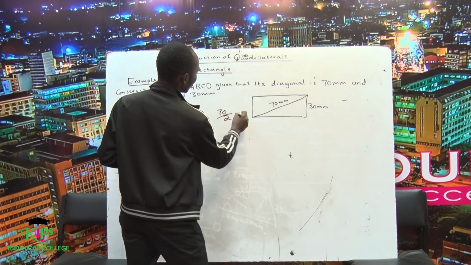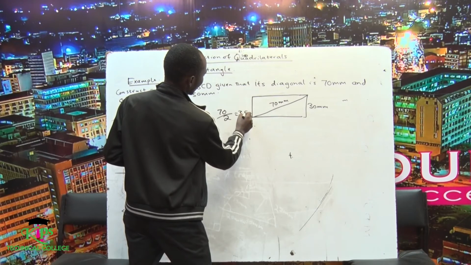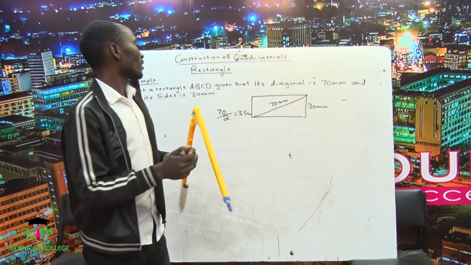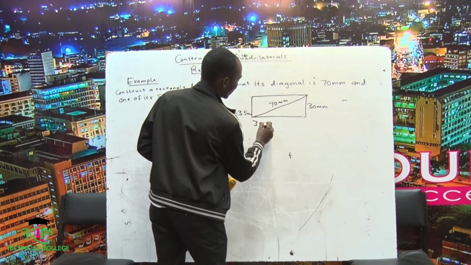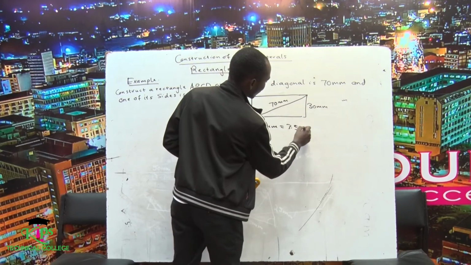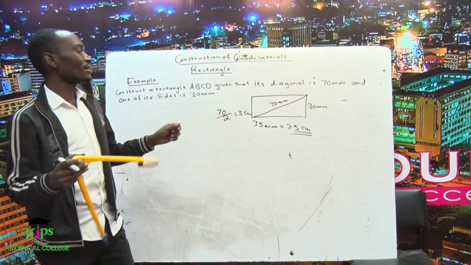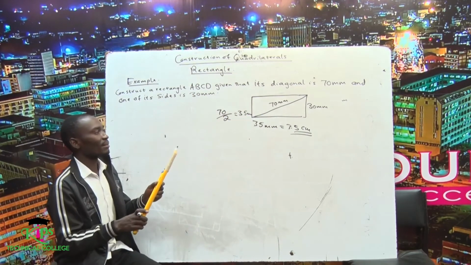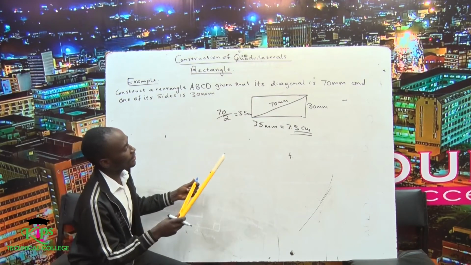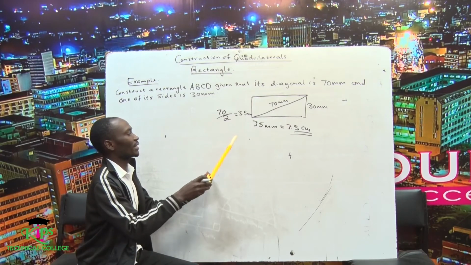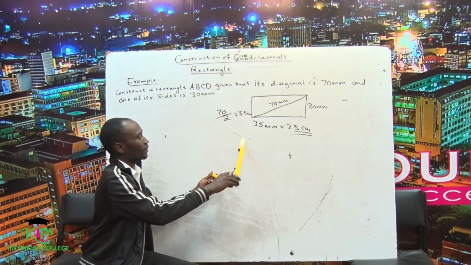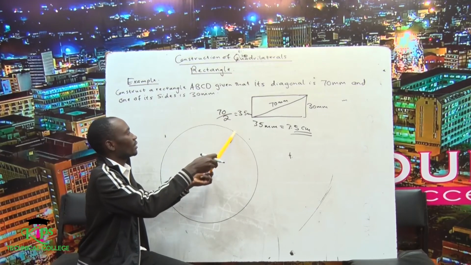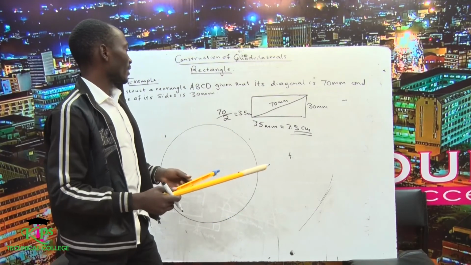When you divide 70 by 2, you will get 35 millimeters. So now what you need to do is you measure 3.5. 35 millimeters is equivalent to 3.5 centimeters. So you will measure 3.5 centimeters from your ruler, and assuming that this is my 3.5 centimeters, I will stand here. Then I will draw a circle like that.